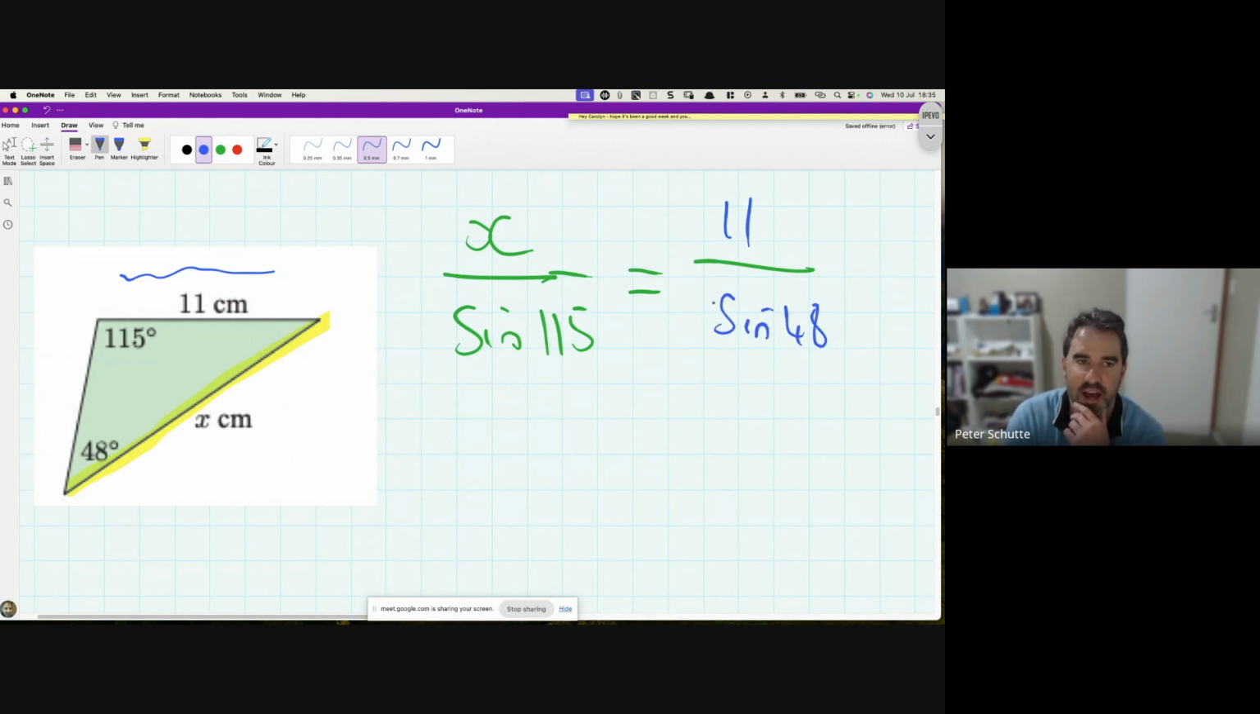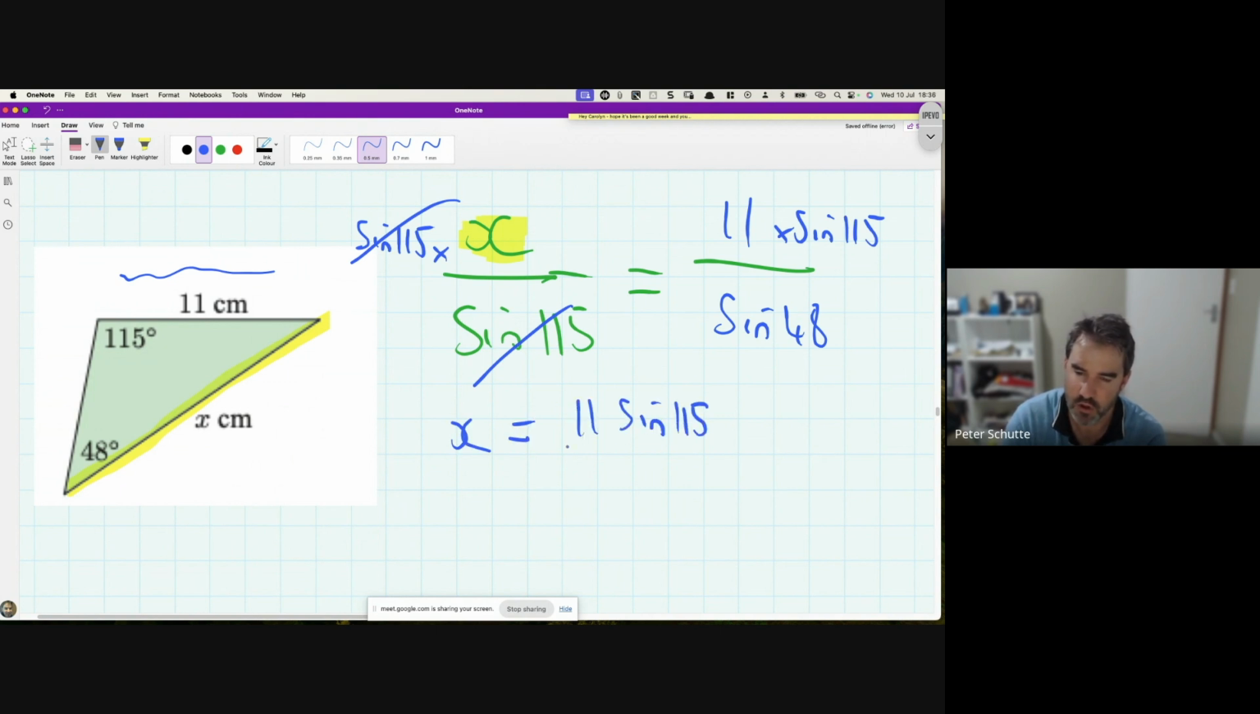Now, I only want to figure out what this x is. So the sine of 115 is getting in the way. So you know what I'm going to do? I'm going to multiply both sides by sine 115. I'll multiply this on this side so it's easier to see. This cancels out, and I get x is 11 sine 115 over sine 48. Put that in your calculators and tell me what you get for the x value.